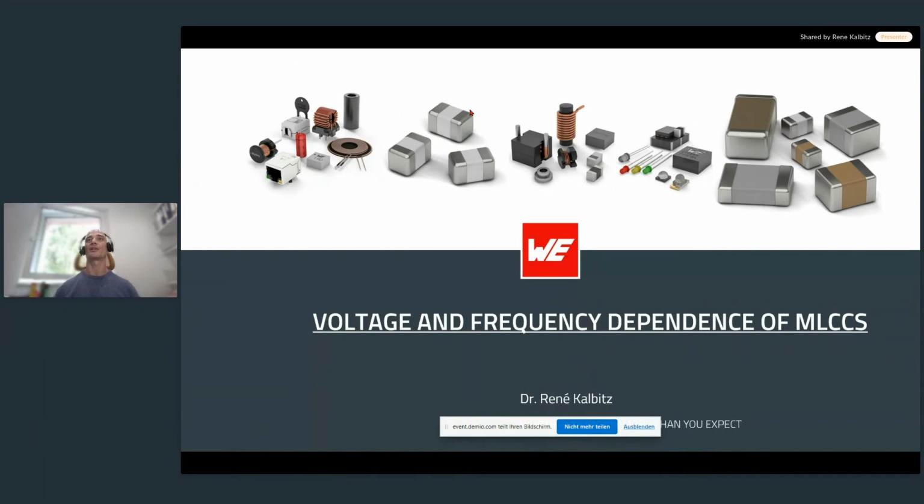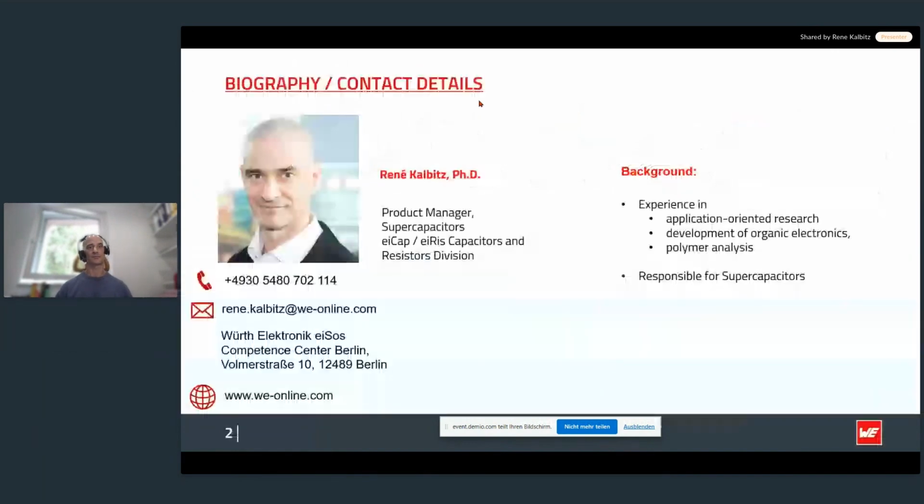Today I would like to talk about the model development of ferroelectric class 2 MLCCs and provide a background on ferroelectricity. My name is René Kalbitz. I'm working as product manager at the capacitor division at Würth Elektronik. I'm mainly concerned with supercapacitors, but I'm also working on other application-oriented development, such as polarization models for MLCCs, our today's topic.